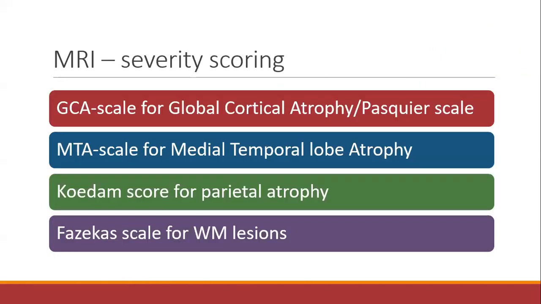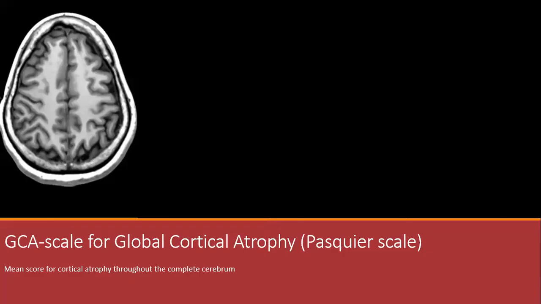Nowadays, whenever you get an MRI report of a patient with dementia, these are some of the scales that are commonly mentioned. This is important not only for your exam, but once you start practicing, your patients will come and ask you what this means. So basically you have four scales which are very important and commonly used. You have the global cortical atrophy scale, which is otherwise known as the Pasquier scale, the MTA scale for medial temporal lobe atrophy, the Koedam score for parietal atrophy, and the well-known Fazekas scale for white matter lesions.